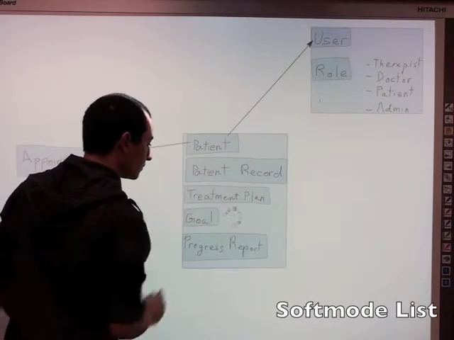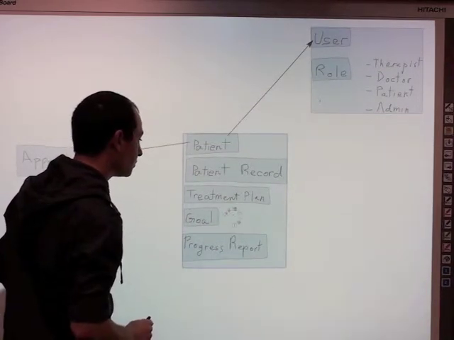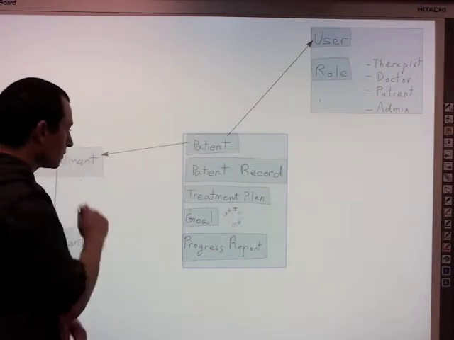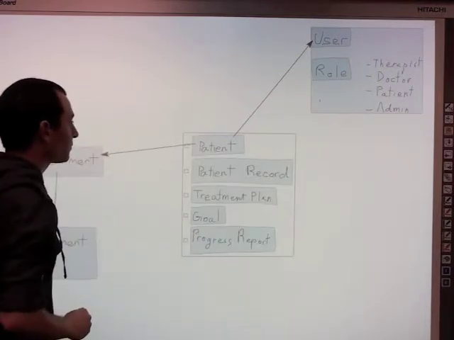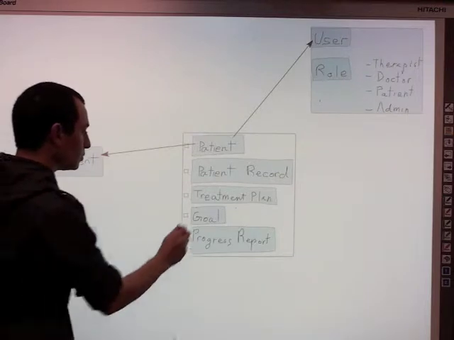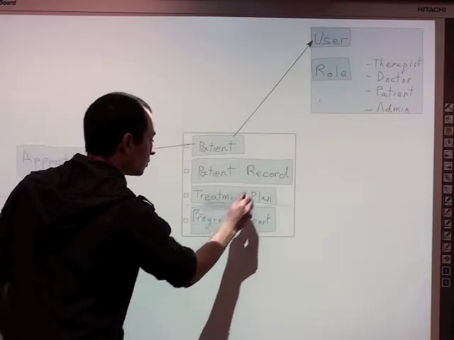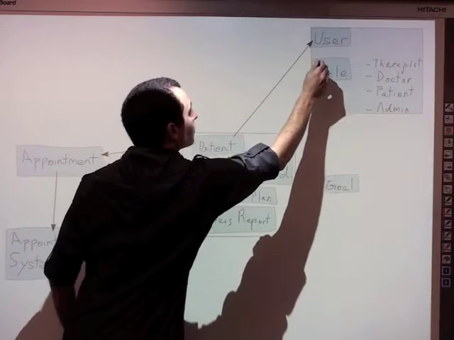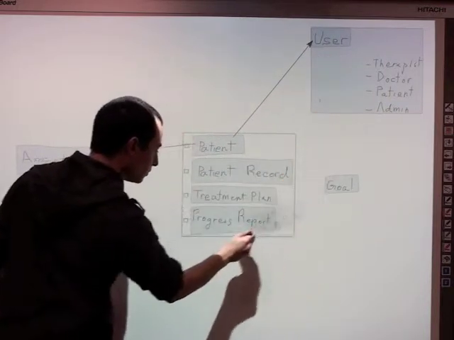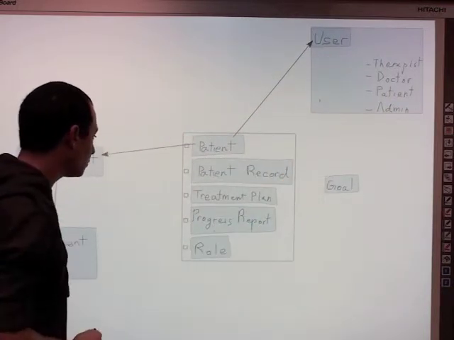Next, in order to allow patient to accommodate more objects, we can turn it into a soft mode list. This allows the object to add and remove components and then resize automatically. For example, we can remove an object and it will resize, and now we can add an object and it will resize automatically.